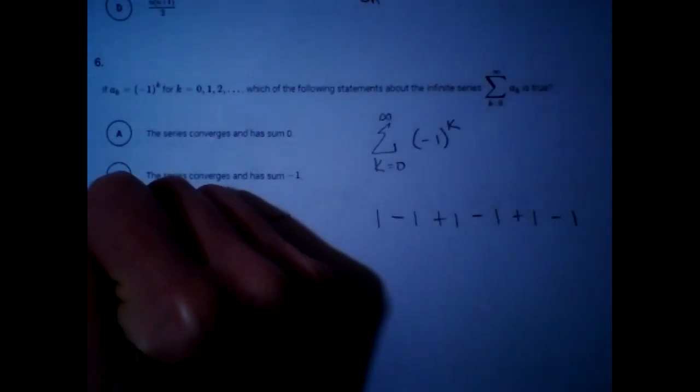So there is no pattern to this. It's not headed anywhere. It's not leveling off anywhere, and so the series diverges. You're just going to keep getting +1, -1 forever. So it's not headed anywhere.